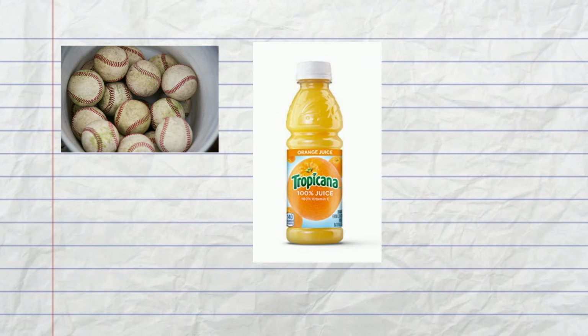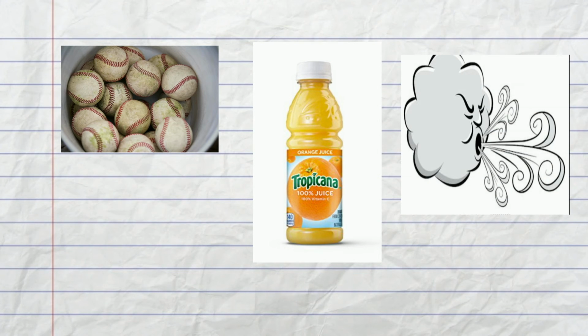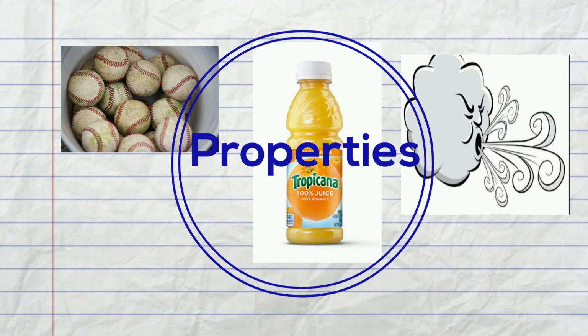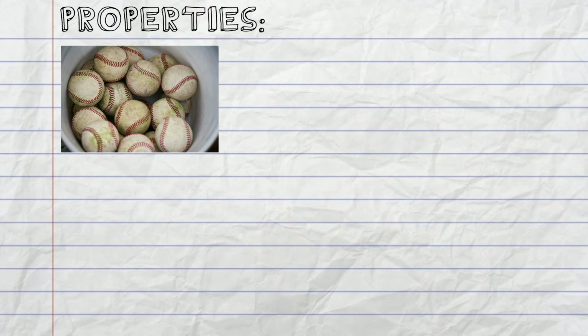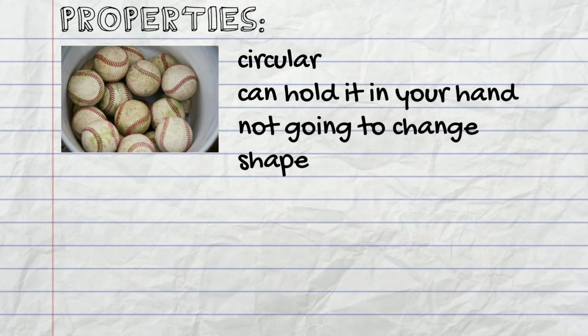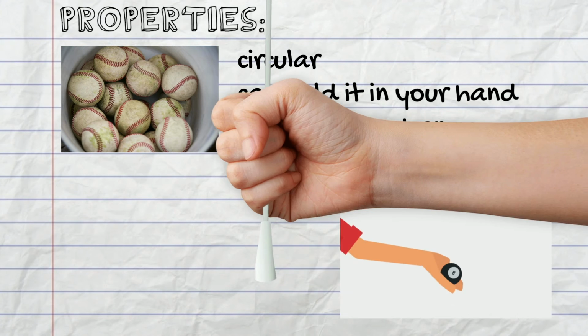Now let's look back at the three objects we observed. Each one of them has different properties of matter. Let's look at them for a second. The baseball has a shape in that it is circular and you can hold it in your hand. It is not going to change into a flat ball when you throw it or play with it.